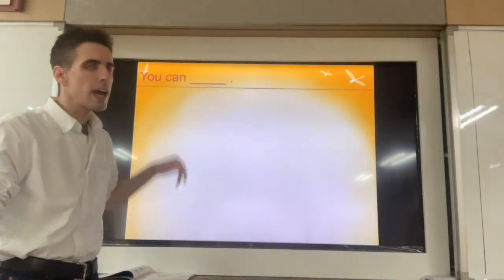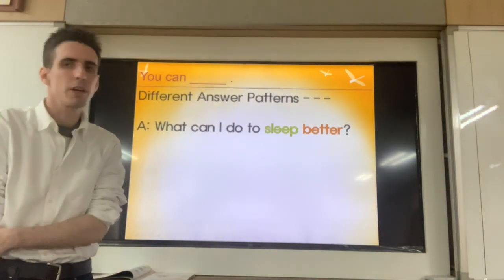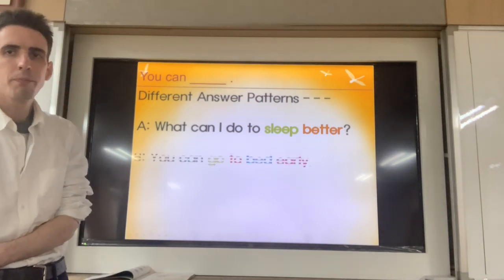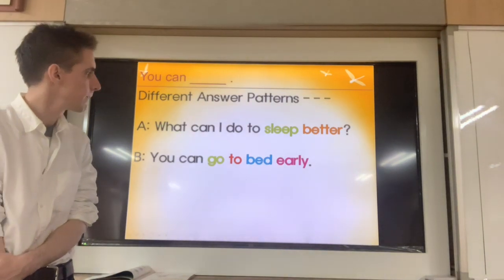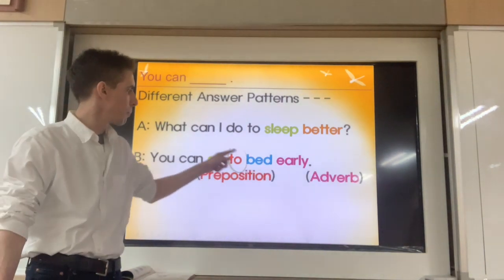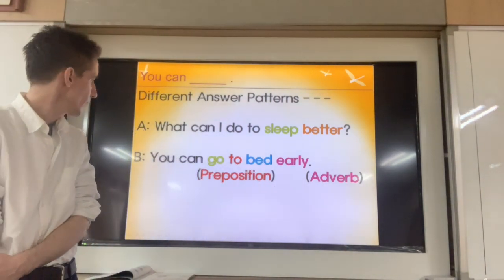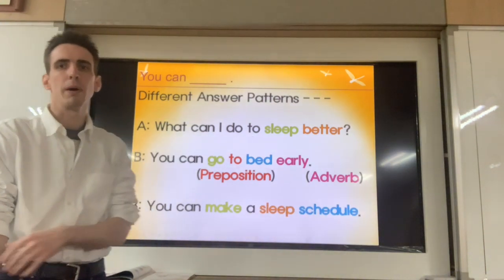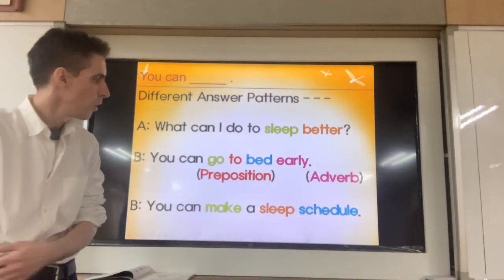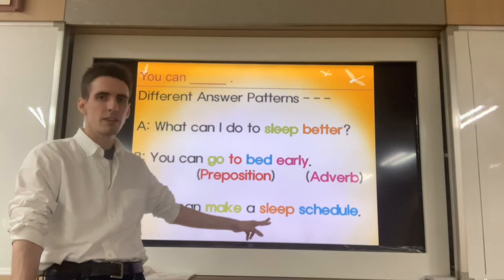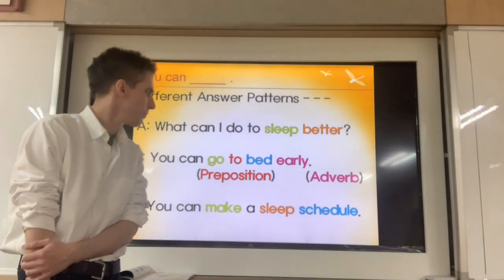Okay, so let's answer the question, what can I do? Okay, here we go. What can I do to sleep better? You can go, verb, you can go to bed early. To is a preposition. Those are going to be read. And I use another adverb. What can I do to sleep better? You can make a sleep schedule. What kind of schedule? A sleep schedule. So this answers what kind, therefore it's an adjective. Okay.